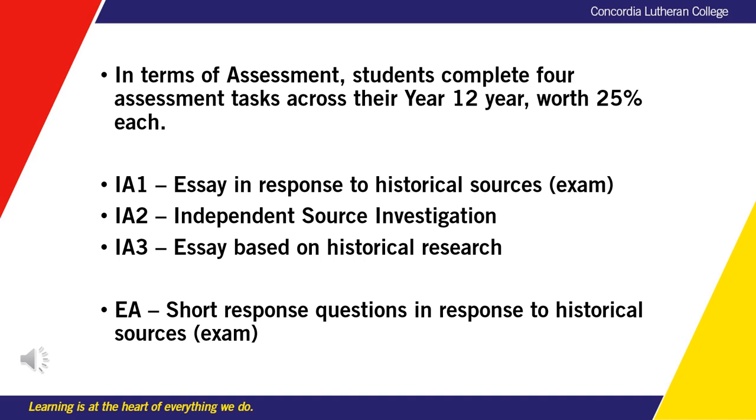Assessment in ancient history is made up of three internal assessments worth 25% each, as well as an external assessment that is also worth 25%. The IA1 is an essay in response to historical sources under exam conditions. The IA2 is an independent source investigation. The IA3 is an essay based on historical research, that is take home. And the external assessment is short response questions in response to historical sources. All of these assessments are mirrored in Year 11 to give students the best chance to prepare.